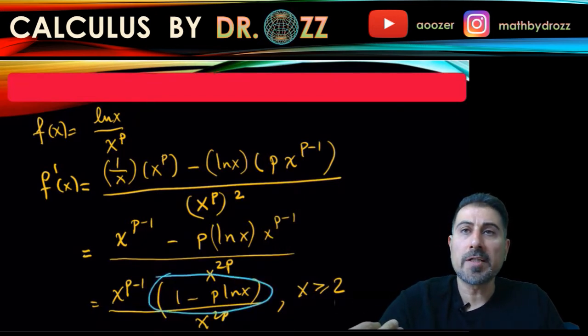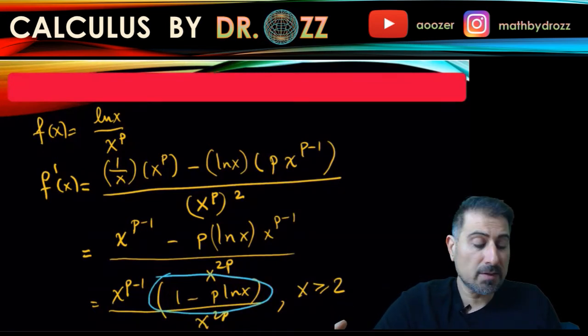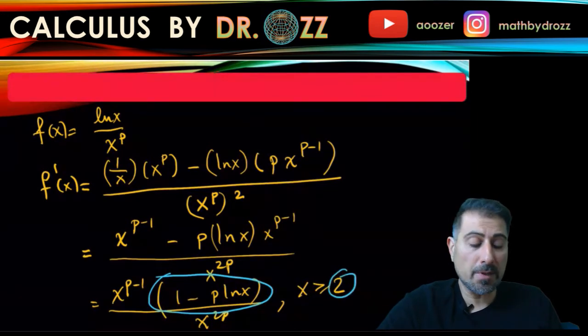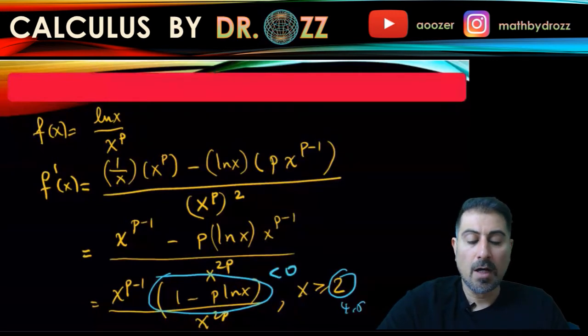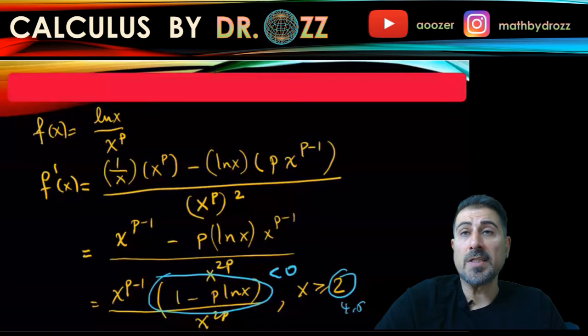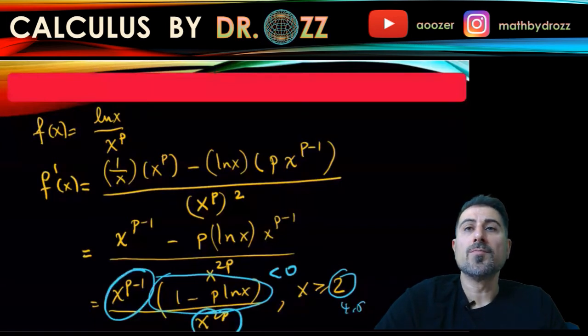So if you provide me exactly what p is, let's say p equals 1/3, I can choose x starting from a number, not necessarily 2, but maybe 4, 5, maybe. I can still guarantee that this term is negative, because I don't need to worry about these two. These are going to be positive no matter what p is.